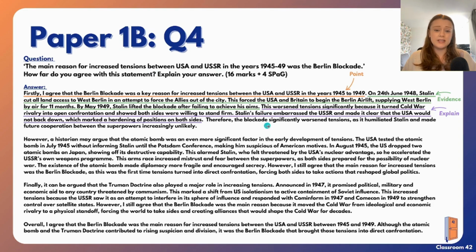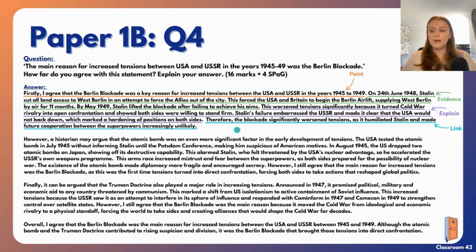So a good way to always ensure that you are bringing your explanation in is to literally just start your sentence after your evidence with "this increased tensions", because that really shows the examiner that you've got your evidence and now you're explaining why that is significant. So here we've just stated this worsened tension significantly because it turned the Cold War rivalry into open confrontation and showed both sides were willing to stand firm. So that is our explanation.